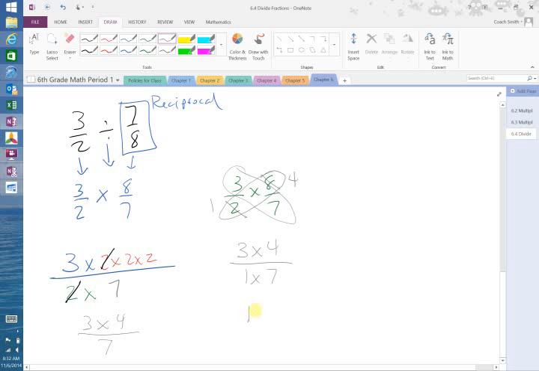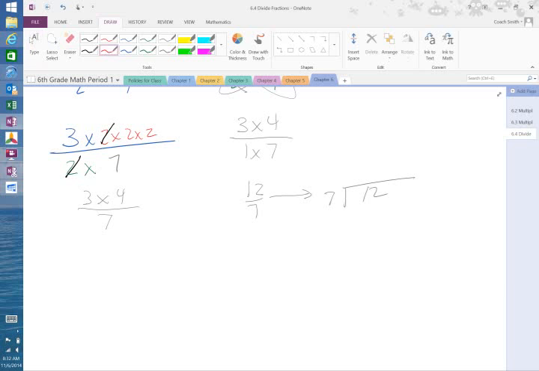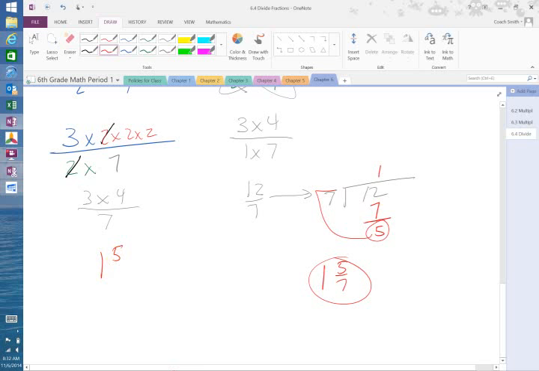That gives us 12 over 7, which we're not done yet because we have to put it in simplest form. 12 over 7 is an improper fraction, so I must divide 7 into 12. 7 goes into 12 one time, 7, remainder 5, take the 5 and put it over 7. And that would be 1 5/7. And that is the answer to that problem.